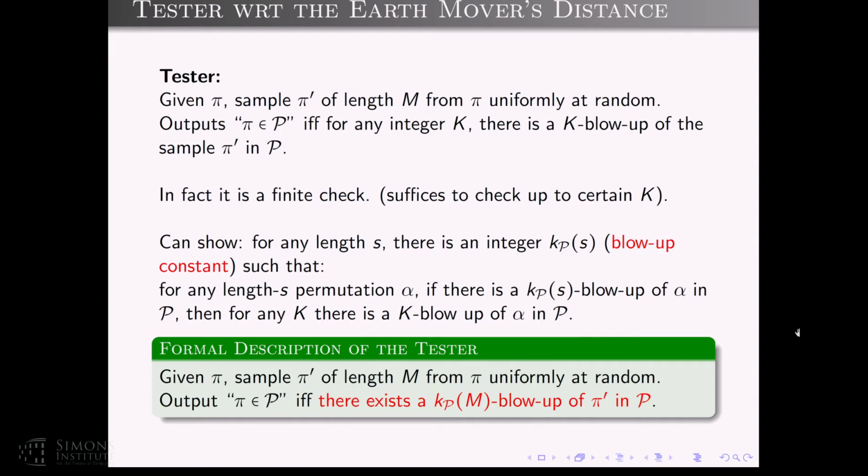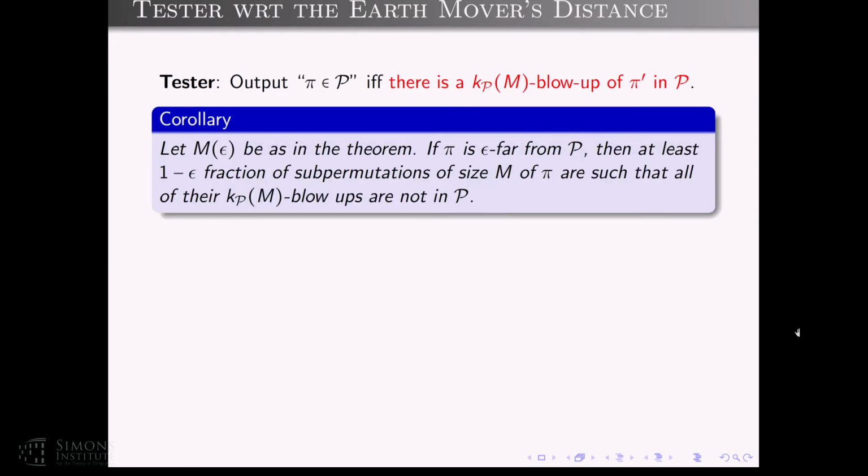So usually it's hard to determine the blow-up constant exactly. But there are some facts about these constants which give us some decent upper bounds. Okay, so first, if we translate the theorem into the corollary, similar as before, given a corollary in the structure of permutations, it says if a permutation is epsilon far from the property under the Earth mover's distance, then at least a 1 minus epsilon fraction of the subpermutations of size m are such that all their k_P,m blow-ups are not going to be in this property.